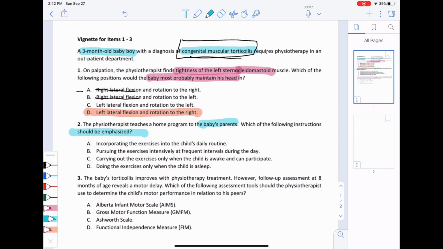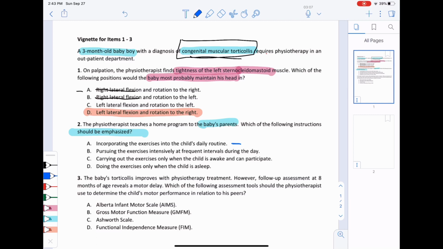Now in these kinds of questions, what happens is that you will find 2 or more options which are more suitable, which are appropriate. And that's when you have to rule out one of these options and choose your right answer. Okay, so let's get started. Here the first option is incorporating the exercises into the child's daily routine. Now this is something you want to do, so keep this in mind.